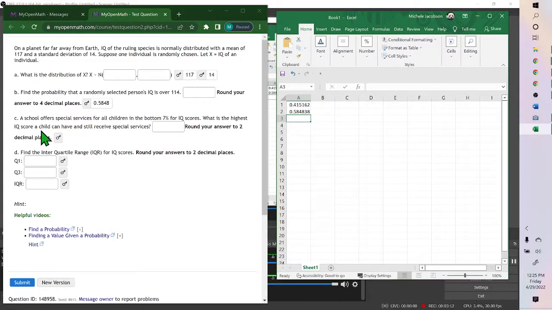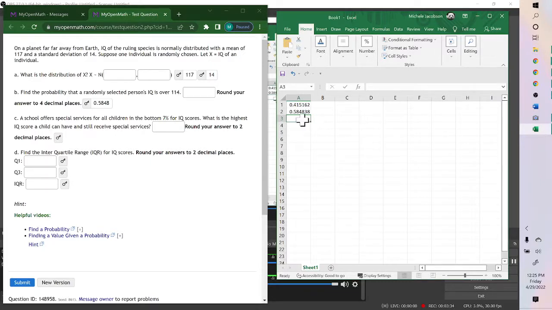Part C. A school offers special services for all children in the bottom 7%. What is the highest score a child can have and still receive special services? So in this case, it's the opposite. We're looking for the number, and 7% is below.